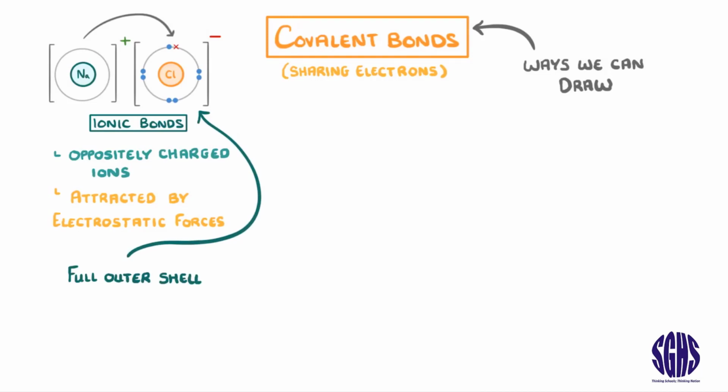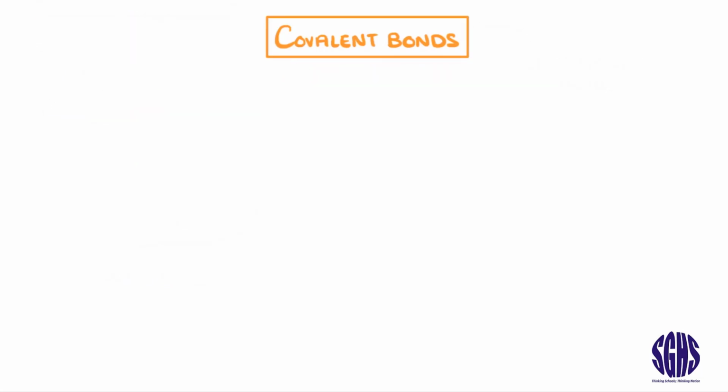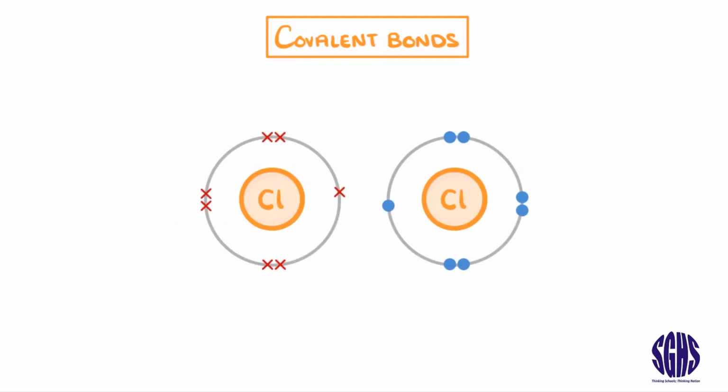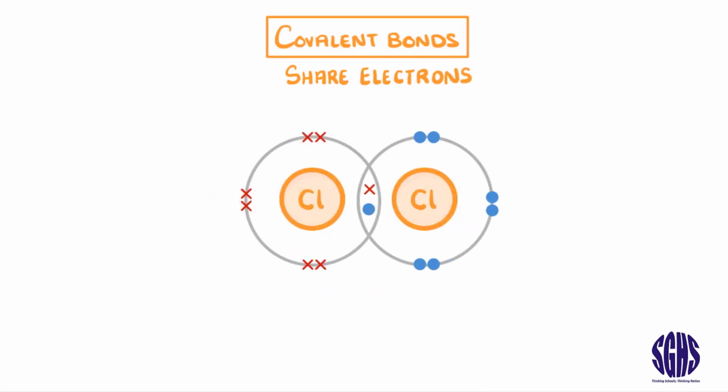Now, this works great when one of the atoms has too many electrons and the other one has too few, like with sodium and chlorine. But what about when we have two non-metal elements, like two chlorine atoms? Well, in this case, both of them need an extra electron to get a full outer shell, so giving electrons to each other isn't going to help. Instead, what they can do is share some electrons, and as each atom needs one extra electron, they each share one of their own, so that together two are being shared, and they each get one extra.